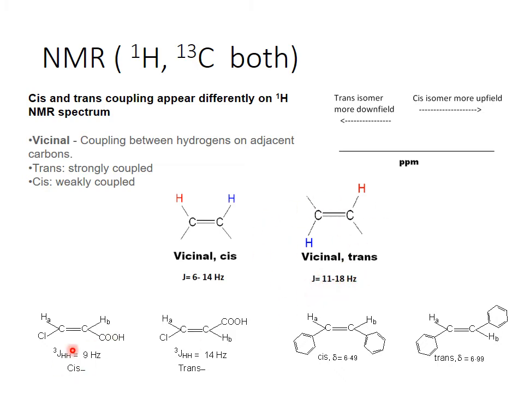So here you can see in this particular case the coupling constant is about 9 Hertz, and in the trans or E isomer you can see 14 Hertz as the coupling constant. In this particular case, the phenyl groups are in the cis position and have a coupling constant of 6.49 Hertz, and in the trans isomer the value is about 6.99.